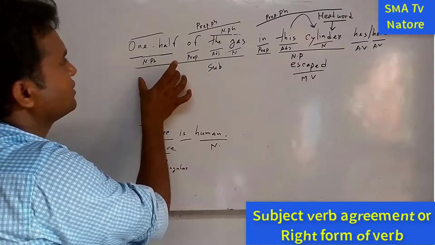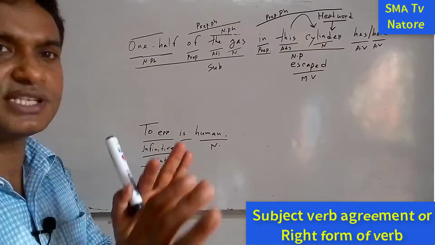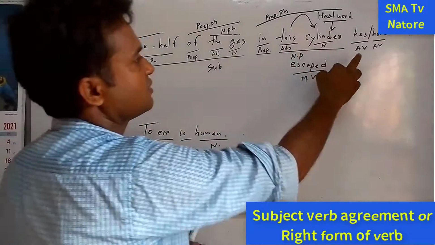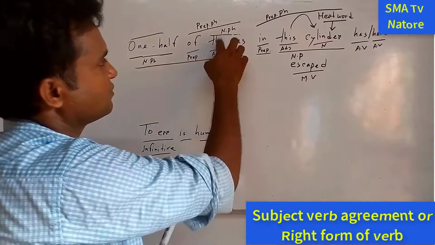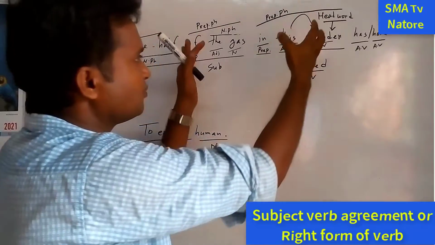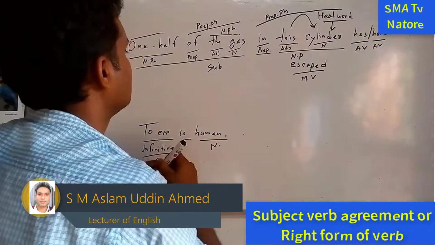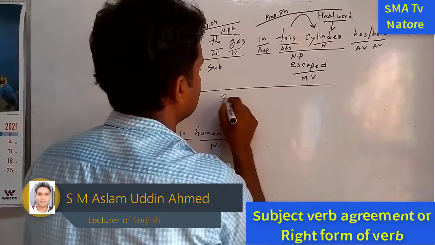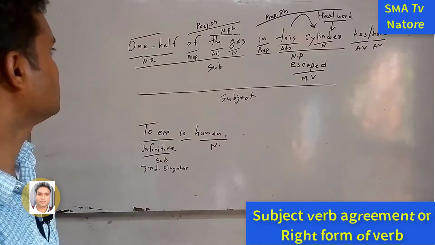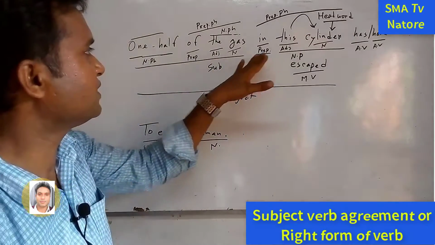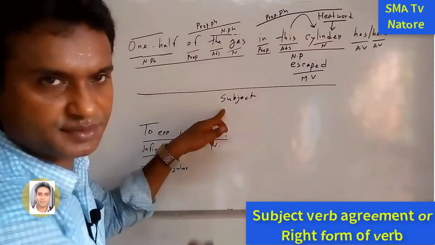So we can say that is one half part, that is full parts, and one of this part has what? People. What is one half of gas? So gas in this cylinder. So both are related with this word. So finally this part is what? Subject. Okay. So noun phrase, prepositional phrase, prepositional phrase. From here to there, this part is subject.